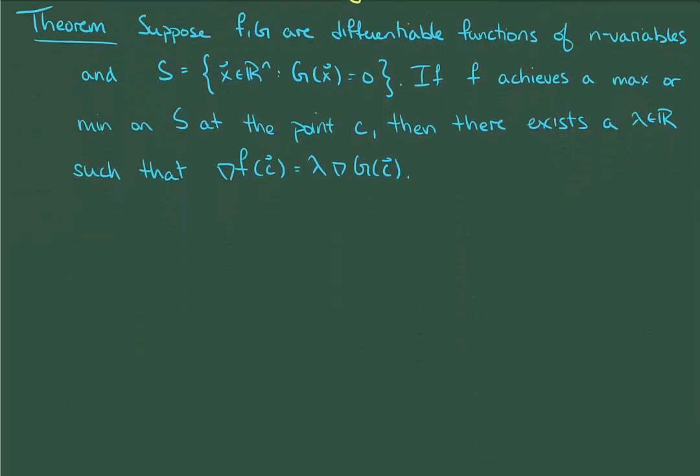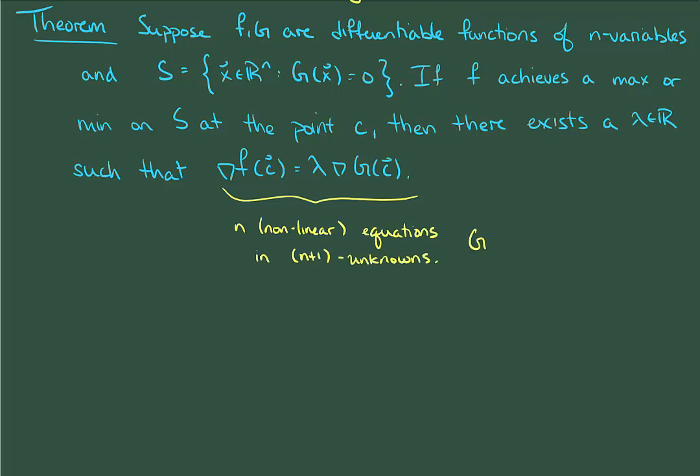Okay, so if we look at what this is, it's actually a system of n nonlinear equations in n plus 1 unknowns, because the lambda there is also an unknown. But if we add to that this g of x being equal to 0, that gives us n plus 1 equations and n plus 1 unknowns. And that's exactly what we need to be able to find all of the variables.